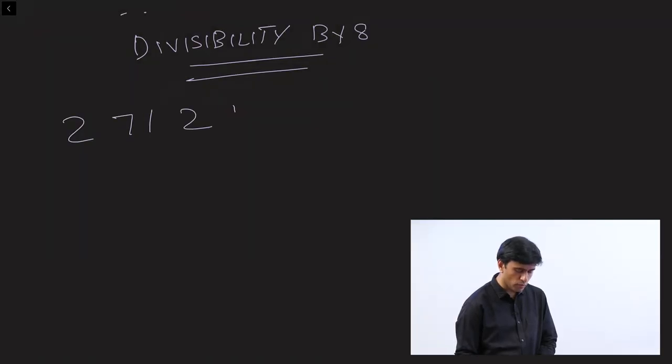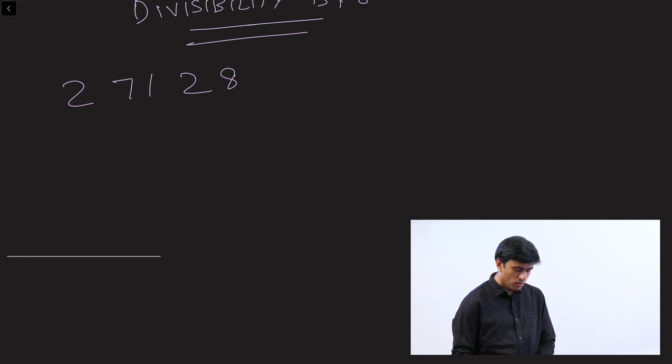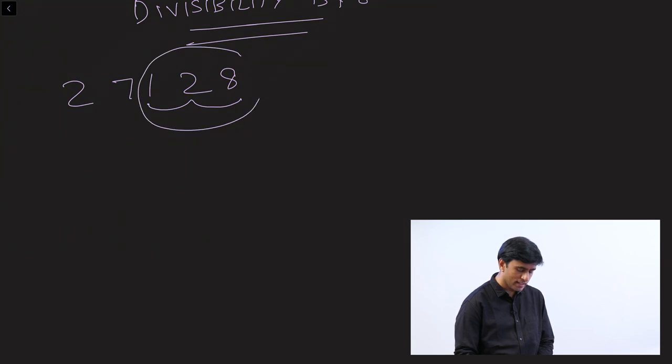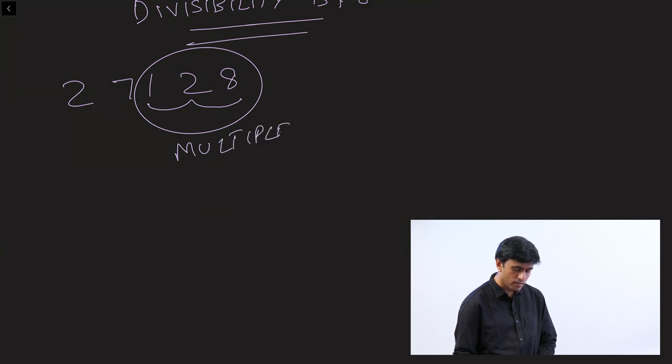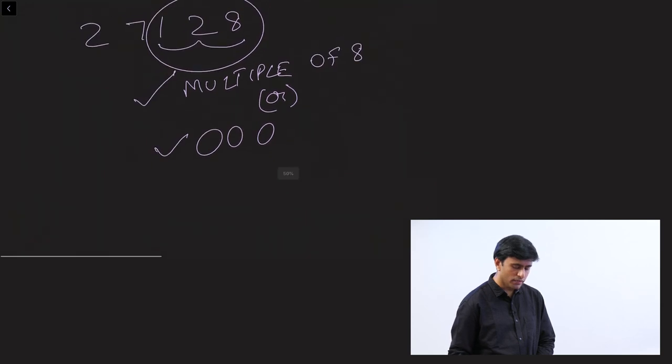Let's do the next divisibility test. Let's see if a number is divisible by 8. 27128. Is this number divisible by 8? So, to see if a number is divisible by 8, you need to check the last 3 digits. If the last 3 digits is a multiple of 8 or if the last 3 digits has 0, 0, 0, then we can say that the number is divisible by 8.